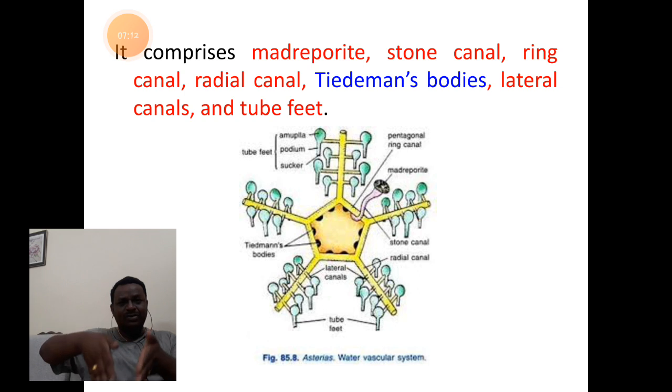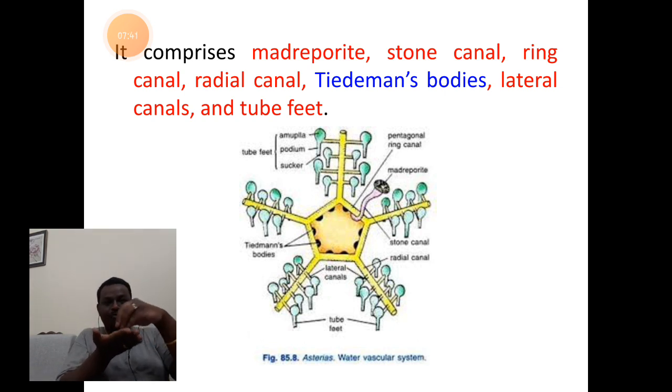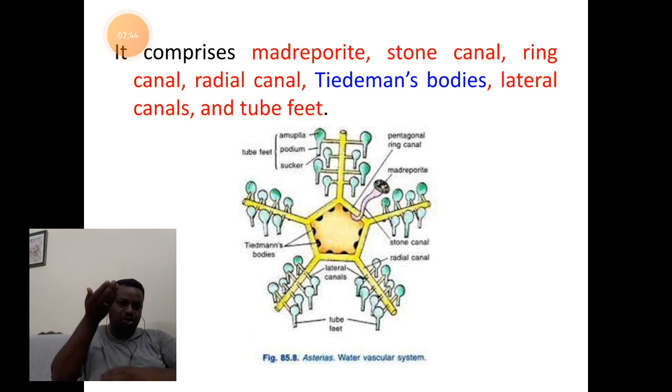The Madreporite plate continues down with an S-shaped canal, a tube which we call the stone canal. This stone canal will join with a pentagonal canal system, which we call the ring canal. It is ring shaped. So we have the Madreporite, a plate with a number of pores in it. It continues down with an S-shaped tube called the stone canal. The other end of this stone canal will join at an inter-radial position with the ring canal, which is pentagonal in shape.